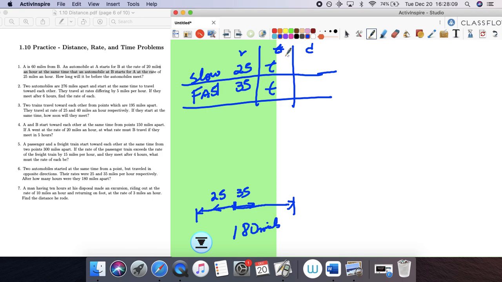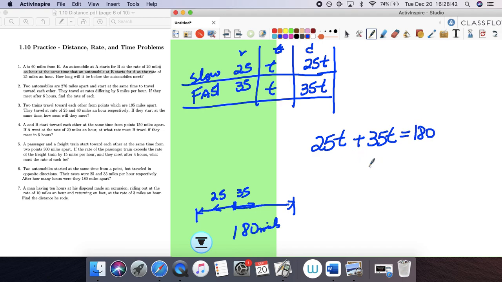And the distance, again, is the product of R and T, so 25T. This one's 35T. So if I ask you how far did the slow car travel, you're going to say, as of now, 25T. And the faster car traveled 35T. So what do I know about the distance? Well, I know that the distance of the slow car, represented by 25T, plus the distance of the faster car, represented by 35T, if I add those two distances, it should equal 180 miles.